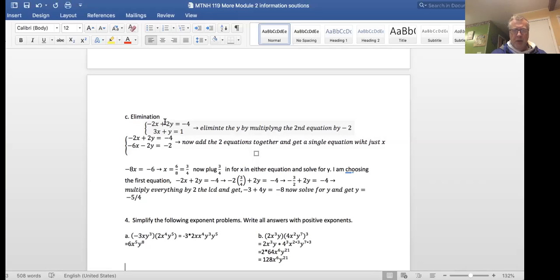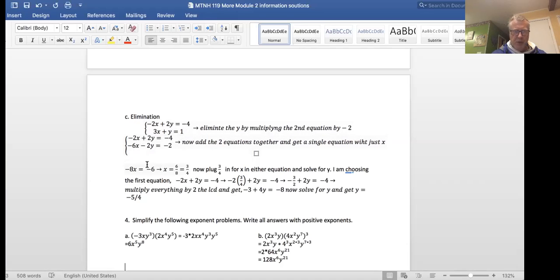Or I look at the y's. I have that choice. I could do either one. So I have a 2y and a y. So if I had a minus 2y here, 2y and minus 2y will cancel out. And that means I don't have to multiply one equation by minus 2. So I'm going to do that. So I'm eliminating the y by multiplying the second equation by minus 2. This gives us minus 6x, and don't forget to multiply the entire equation. Minus 2y equals minus 2.